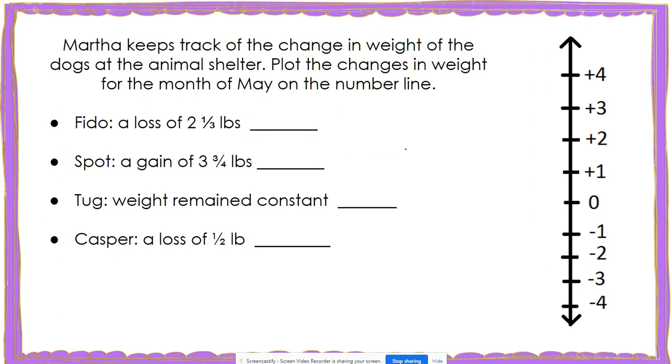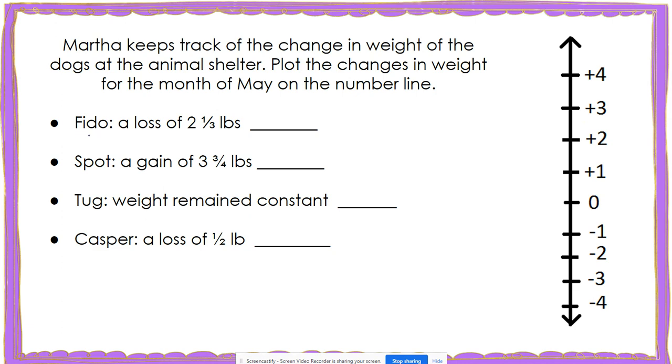Finally, I see that Martha keeps track of the change in weight of dogs at the animal shelter. We are going to plot those changes on the number line. You see that I have a vertical number line again, so 0 is in the middle, my positive numbers go up, and my negative numbers go down.